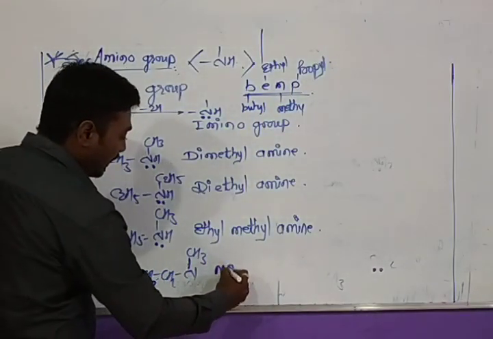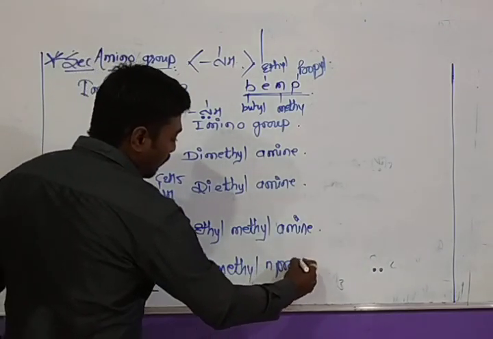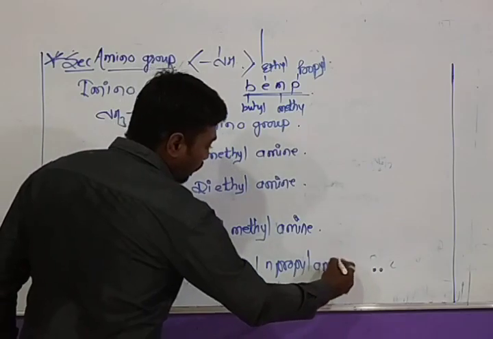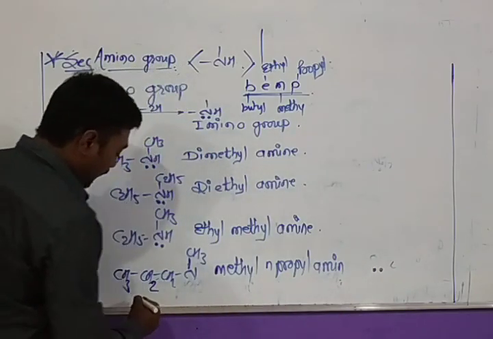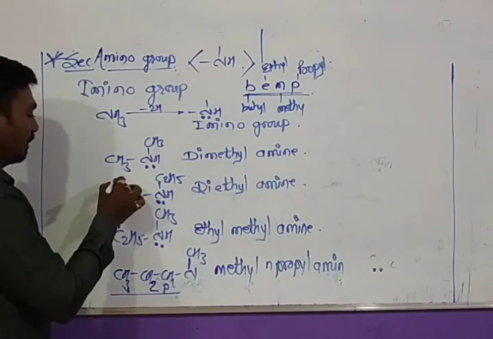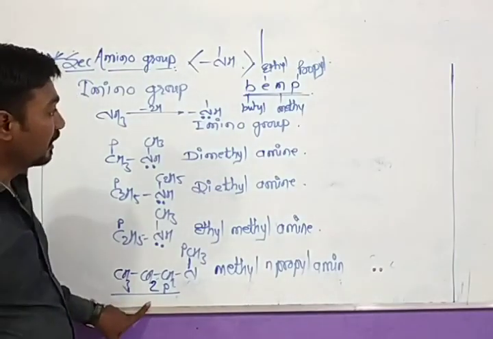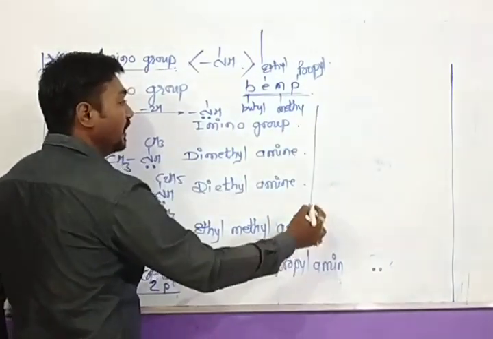Methyl, N-methyl amine. But the alkyl group is primary. Here also the alkyl group is primary. This is also a primary group. But this amine is a secondary amine. So how do we judge it?